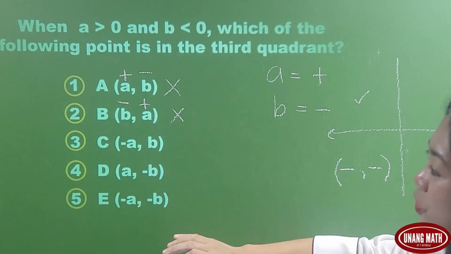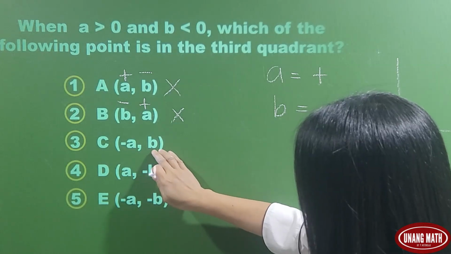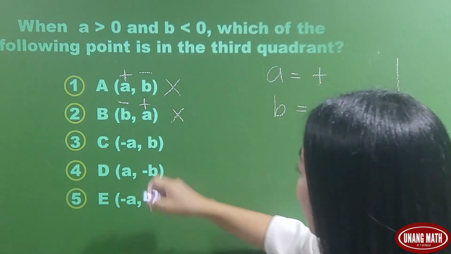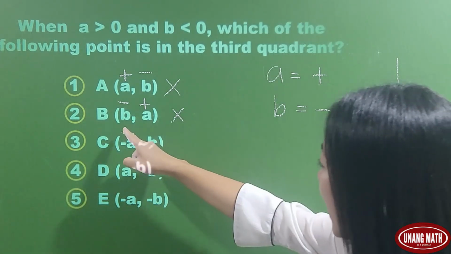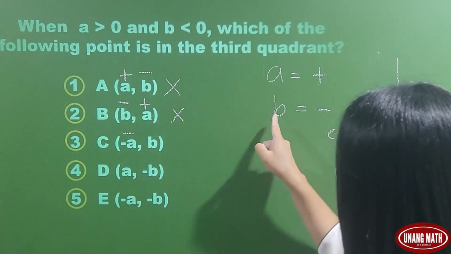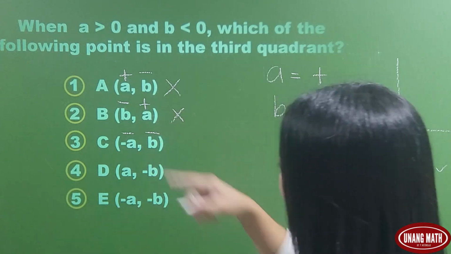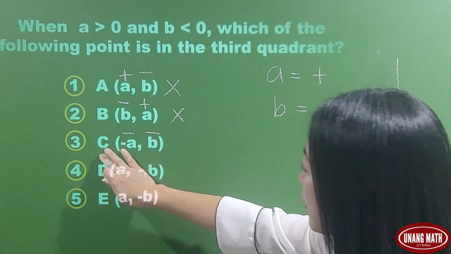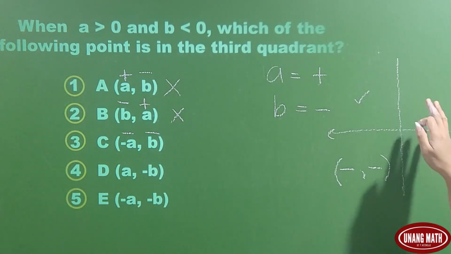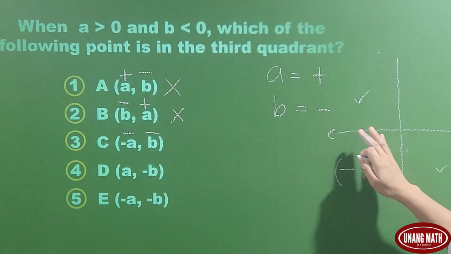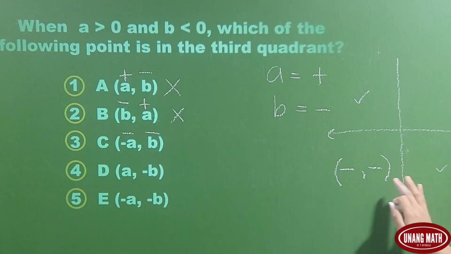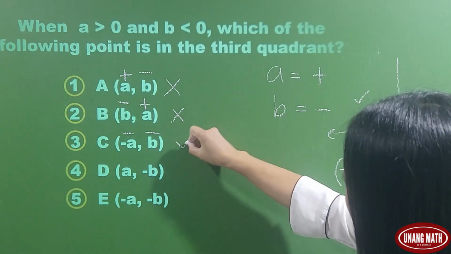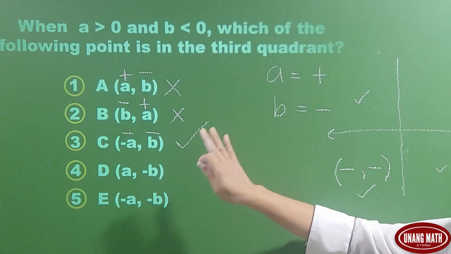What about the third option? Negative A, and this is positive B. A is positive, so negative times positive is still negative. So it's a negative x-coordinate. What about B? B is negative, so the y-coordinate is a negative coordinate. So this point C lies on what quadrant? Let's see. The x-coordinate is negative and the y-coordinate is also negative, so this is in the third quadrant.